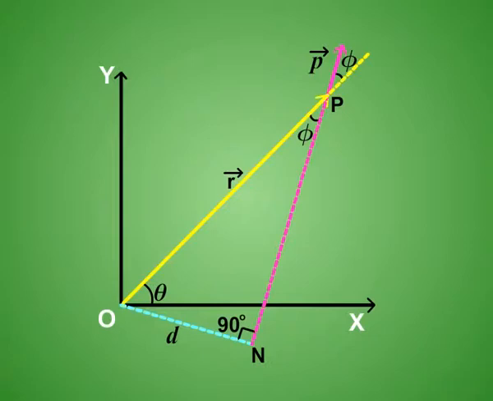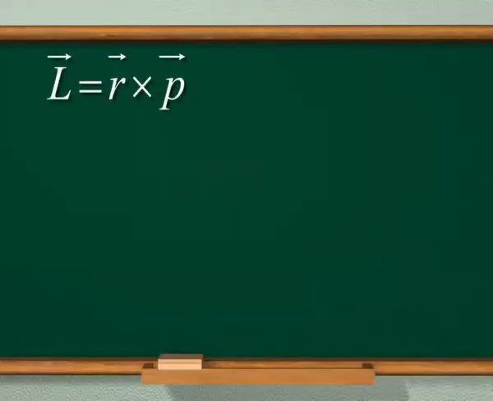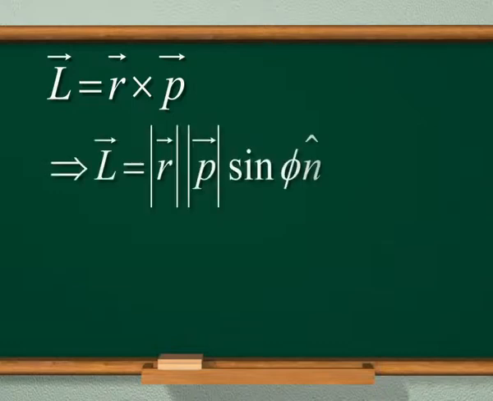Consider that a particle of mass m lies in the xy plane at a point P whose position vector is vector r, such that OP makes an angle theta with respect to the x-axis. Let vector p be the linear momentum of the particle. Suppose that the particle can rotate about an axis passing through the point O as well as perpendicular to the xy plane. Then the angular momentum of the particle about an axis passing through the point O is vector L equal to vector r cross vector p, which implies vector L is equal to the modulus of vector r into modulus of vector p into sine phi into unit vector n.